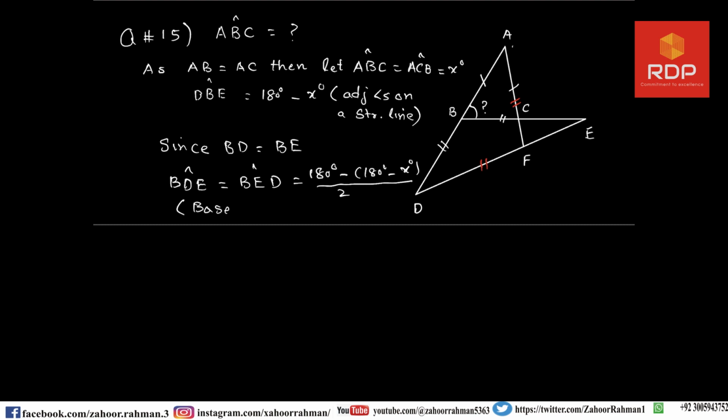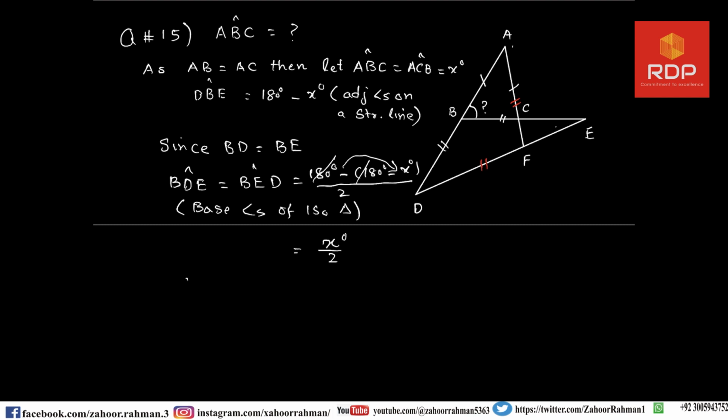I am writing base angles of isosceles triangle. According to that, if two angles, this angle and this angle, are equal, so if you want to find the value of one angle, then you have to divide it by 2. You have to divide it by 2, and that is what exactly I did. Now this will be cancelled, and this minus will become plus with this. So it will be equal to x degree divided by 2.